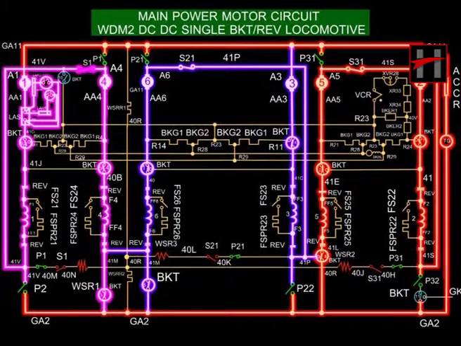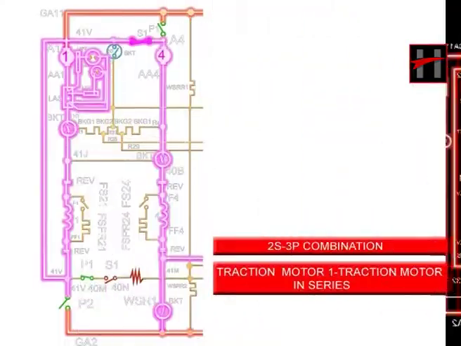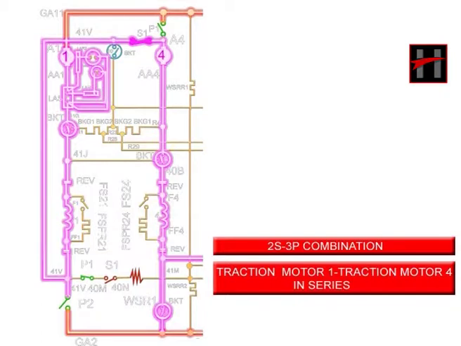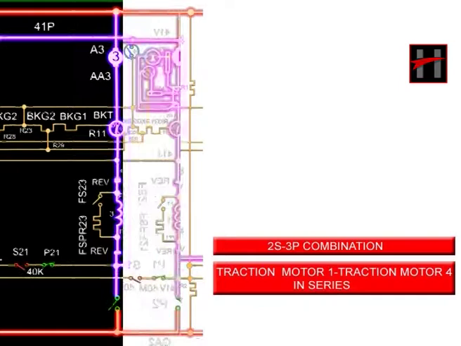In the 2S3P combination, all the 3 parallel paths get energized simultaneously. The current starts from the traction generator and energizes cable GA11 and completes its path via GA2 and the traction generator. We will discuss each of the 3 paths separately for education purpose. We will now discuss the current flow in the traction motor's 1-4 combination.